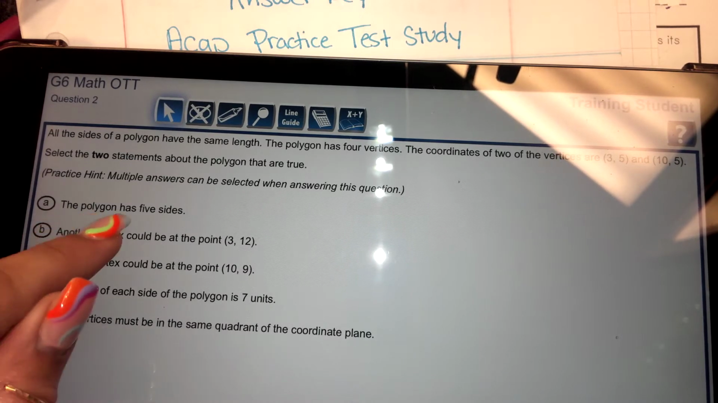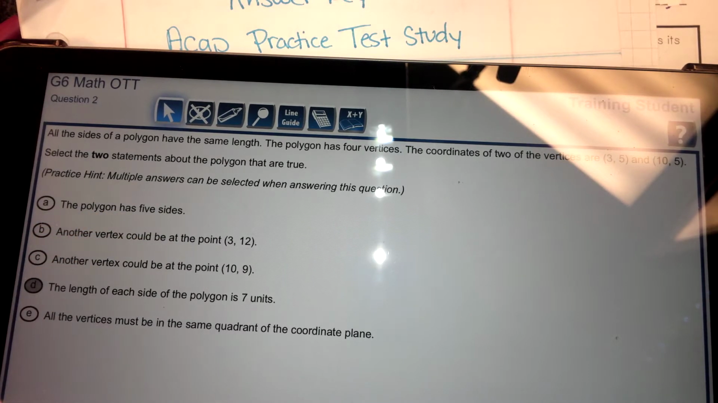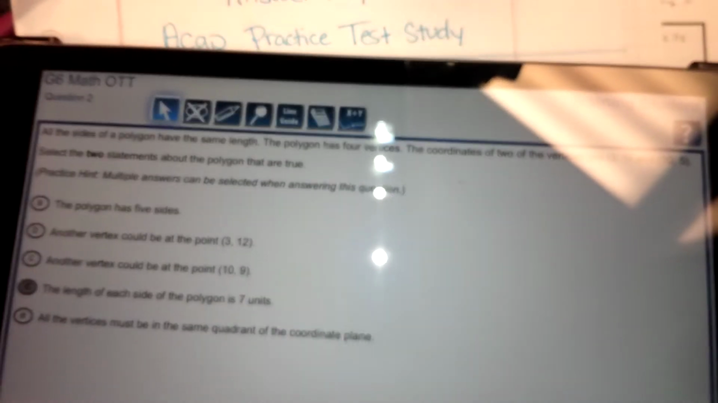Okay, does the polygon have 5 sides? No, it only has 4 vertices. How can it have 5 sides? It's only got 4 corners. It would have to have 5 vertices. The vertices match the sides.